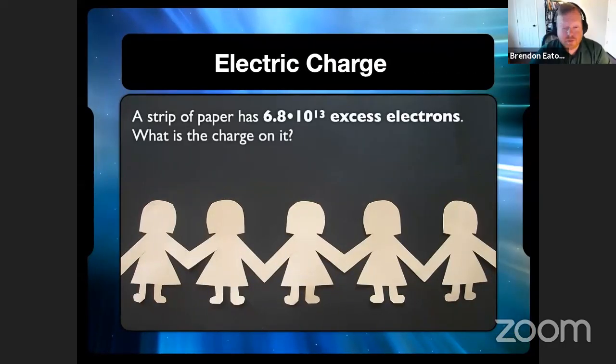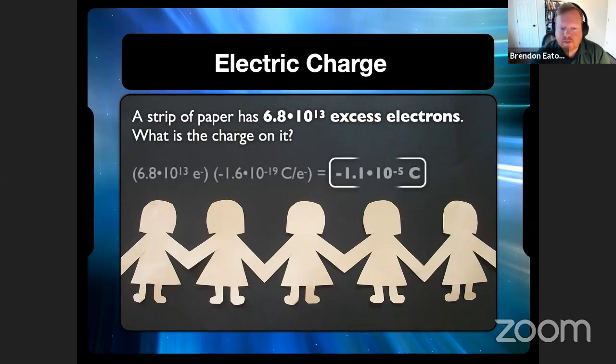So let's suppose that a strip of paper has 6.8 times 10 to the 13th excess electrons. That means that many more electrons than protons. What is the charge on it? So if you know how many electrons you have, and you know the charge of a single electron, you could just multiply those two numbers together. So you would take 6.8 times 10 to the 13th excess electrons times the charge of a single electron, which is negative 1.6 times 10 to the negative 19th. That's coulombs per electron, to give you an answer of negative 1.1 times 10 to the negative 5th coulombs.